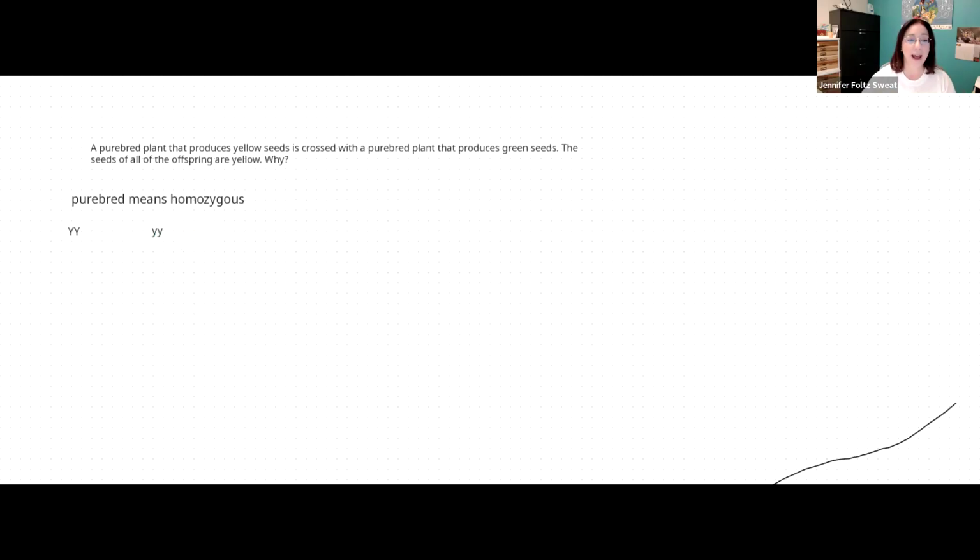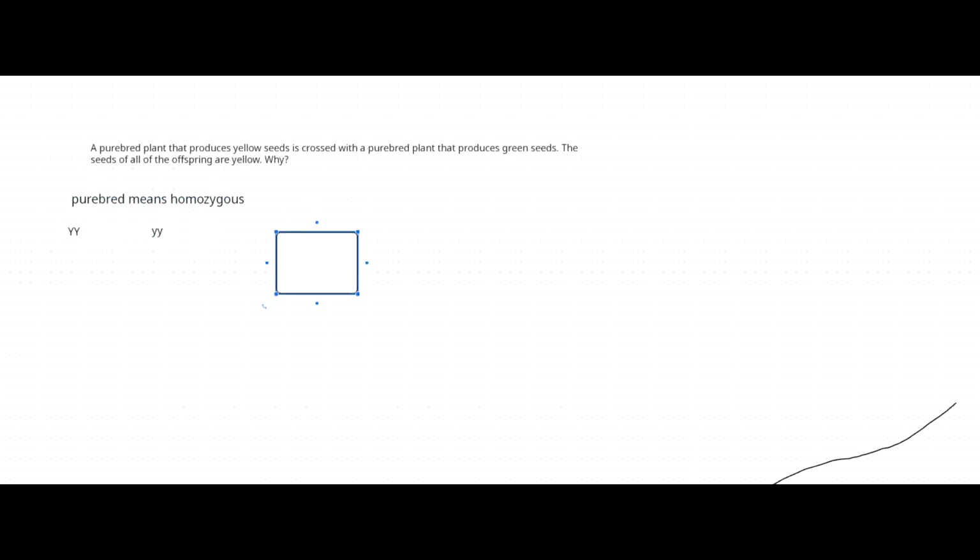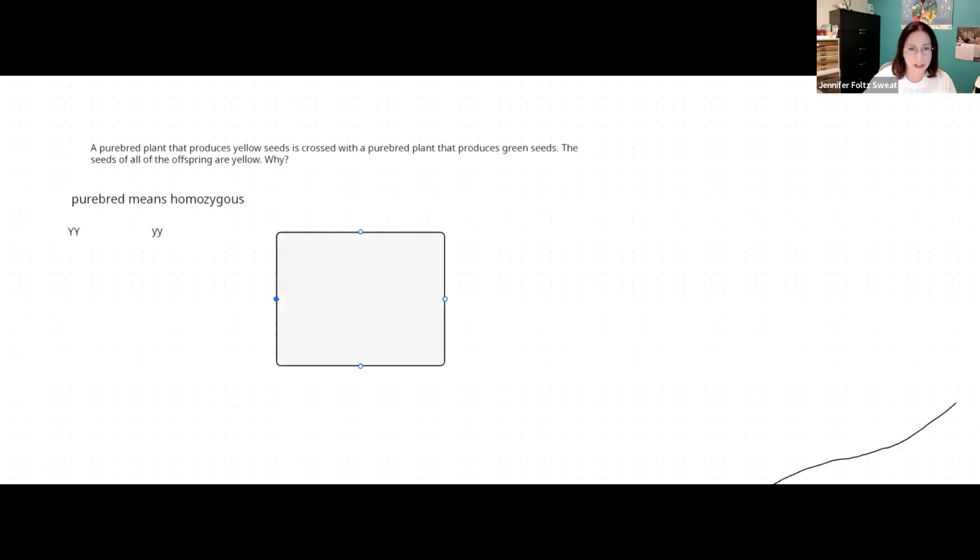And so we're going to look at this Punnett square. This should make sense to you after the homework. I want to go through it anyway. I'm going to do my Punnett square.